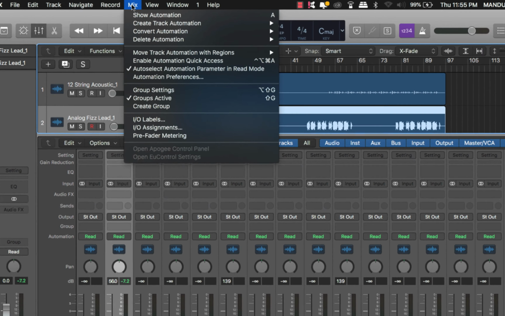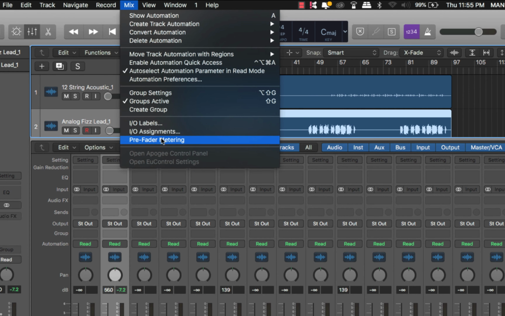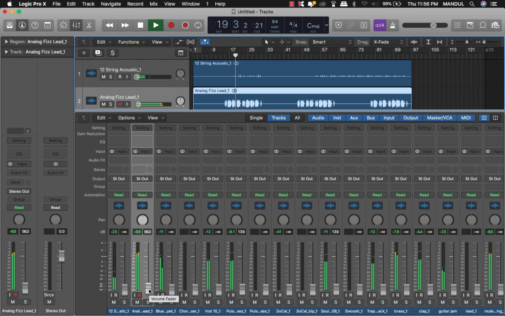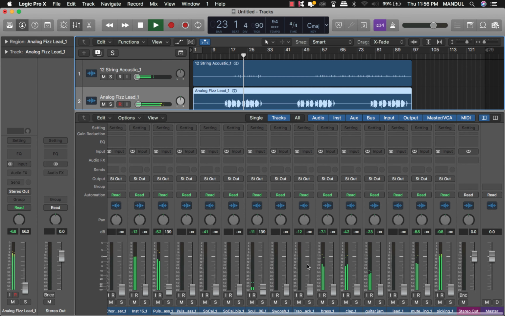I come up to mix, up here, mix, I am pre-fader metering. You see it ticked. Now you see that the meter comes before the fader. What happens here is this is showing you exactly the exact level of your audio signal, so it is not affected by volume. So you know when you are clipping, you easily find out when you are clipping.